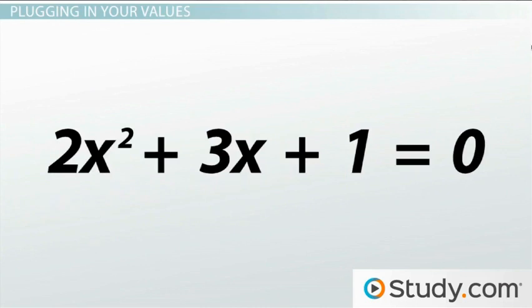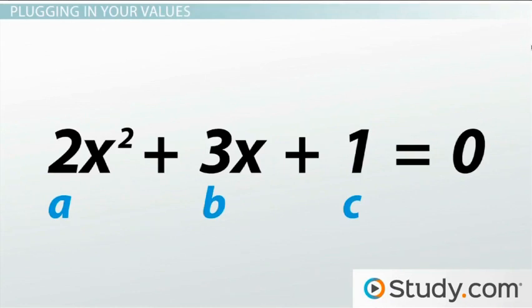Let's try an example. Say we have the quadratic 2x squared plus 3x plus 1 equals 0 that we want to solve. We see that the equation is already written in standard form, so we can go ahead and label our a, b, and c. We compare this to the standard form, and we find that our a value is 2, our b value is 3, and our c value is 1.